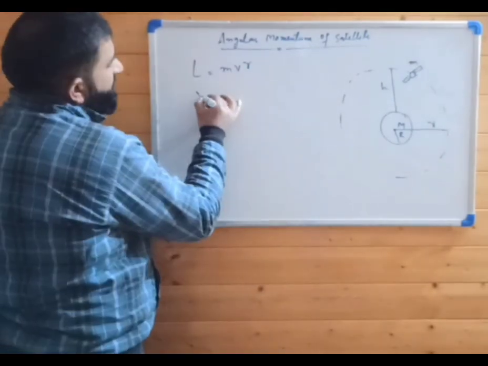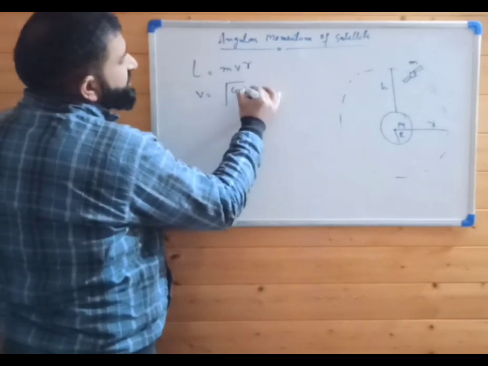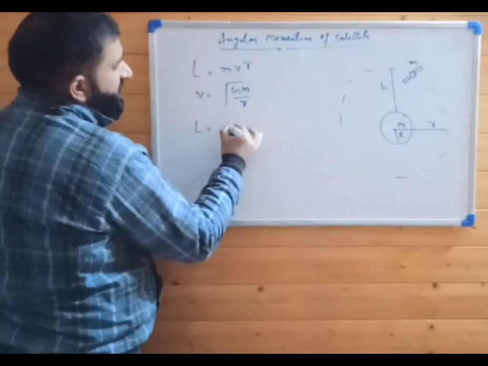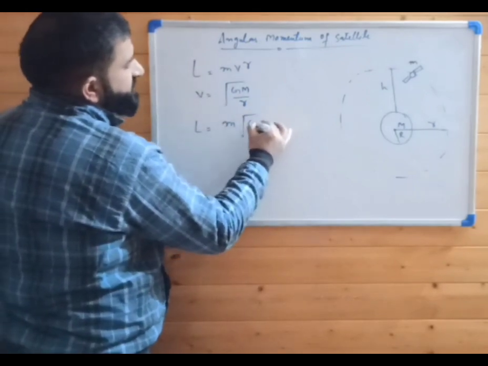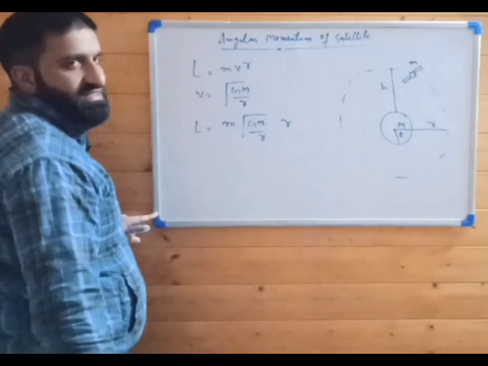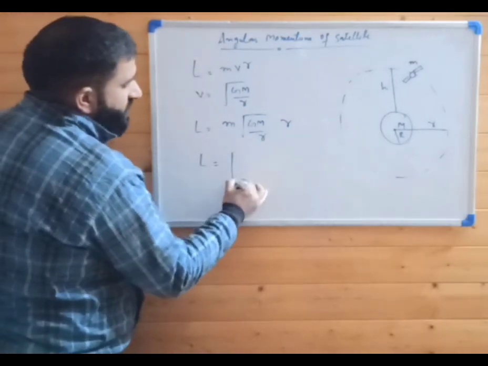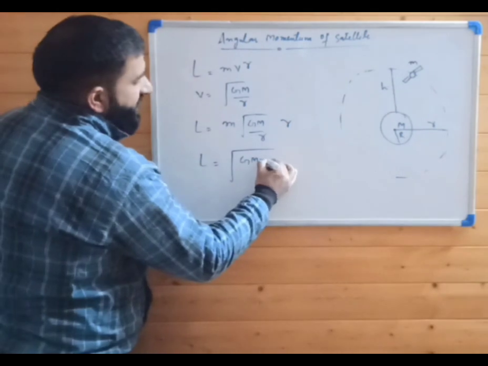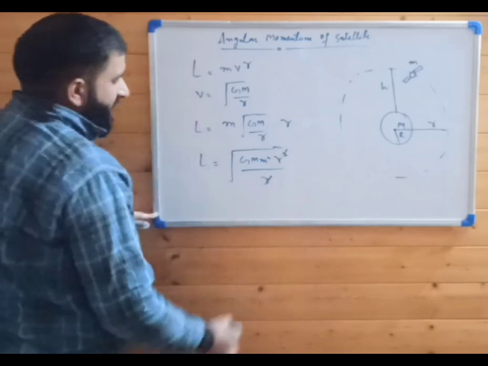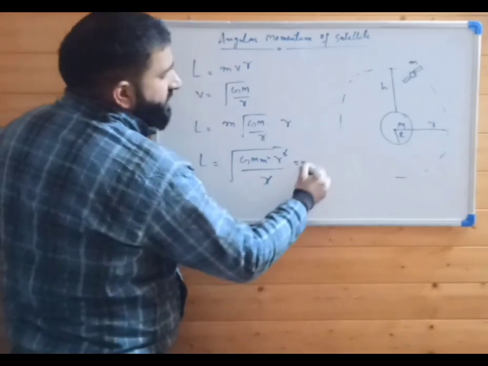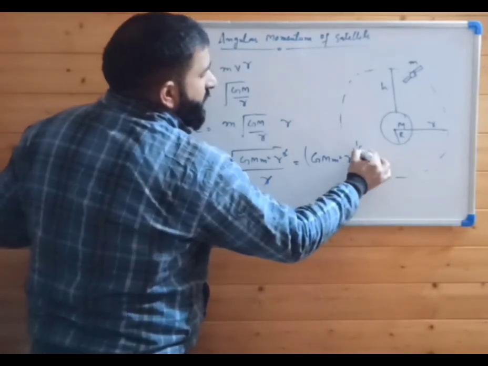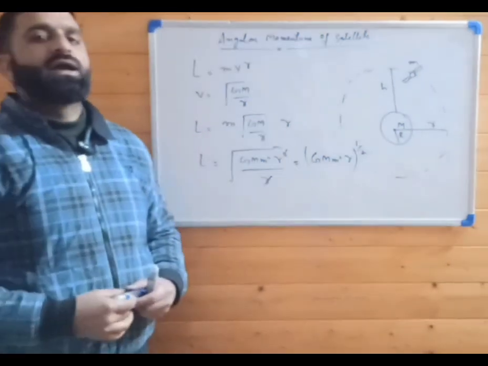We know that the orbital velocity is equal to root of GM divided by r. So the angular momentum will be equal to m root of GM divided by r into r. Taking m and r inside the root, we get L is equal to root of GM m squared into r squared divided by r. r squared and r cancel, so the angular momentum will be equal to (GM m squared r) whole to the power 1 by 2. This is the angular momentum of the satellite.